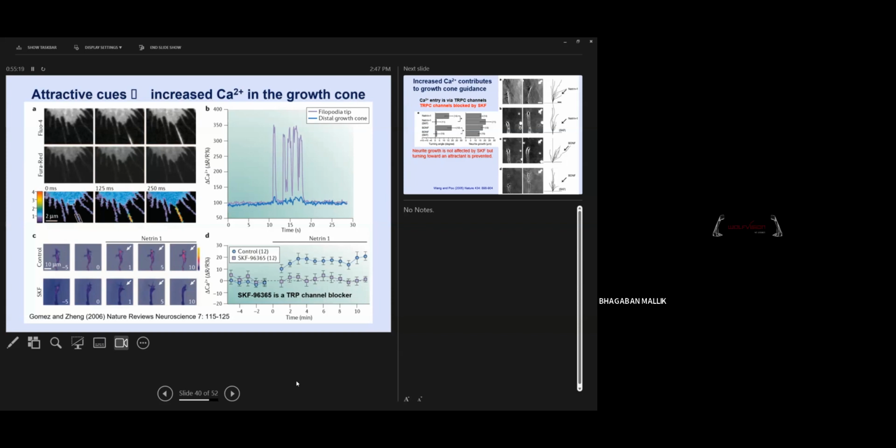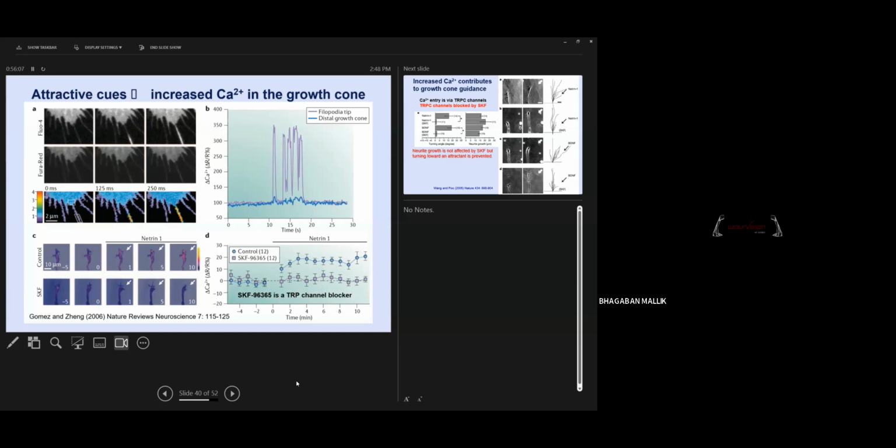You can see that this is 0 milliseconds, and after 125 milliseconds, when some attractant binds to this growth cone, you can see the change. This is the range indicator showing the signal. Blue means you have less signal, red means you have more signal, and three is intermediate, kind of a yellow-red mixture. After 125 milliseconds, the filopodial tip is highly labeled with Fluo-4. That means Fluo-4 binds to this calcium, and that's why the signal is coming here.